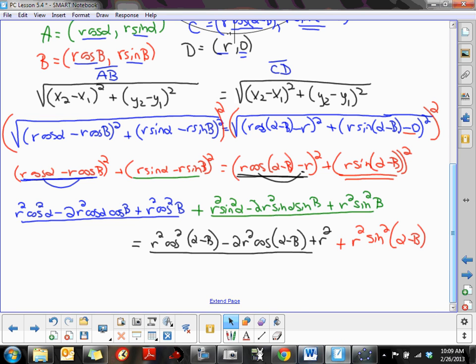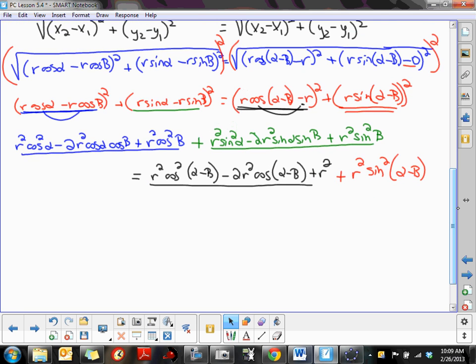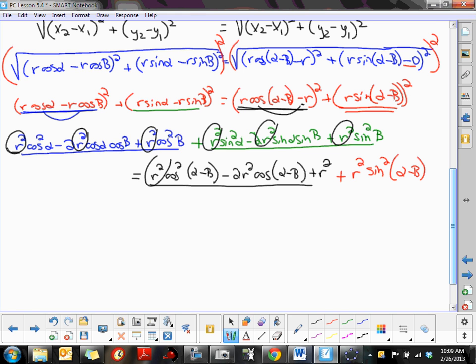Now we could do some factoring, but I'm going to just use a division property of equality. What I want you to notice is that every single one of these terms has an r squared. So I'm going to circle it. There's an r squared in this one. There's an r squared in this term. As long as it's in every term, what I'm going to do is divide this entire equation by r squared.